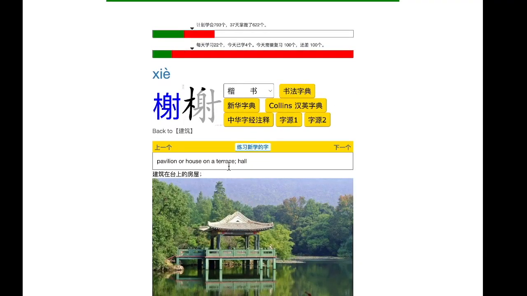Xie. Xie is a pavilion or a house on a terrace. This is pretty similar to Ting from the last one, but the difference that makes it xie is the fact that it's raised on a platform. It's got legs over the water. It could also be a closed structure like a house, but as long as it's on a platform like that, it's called xie.